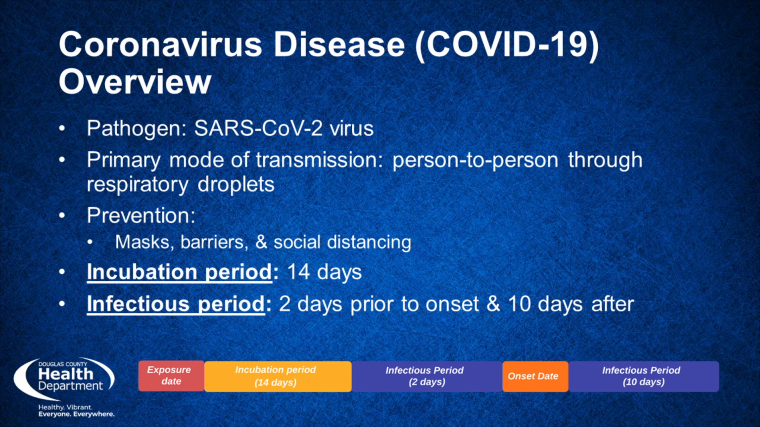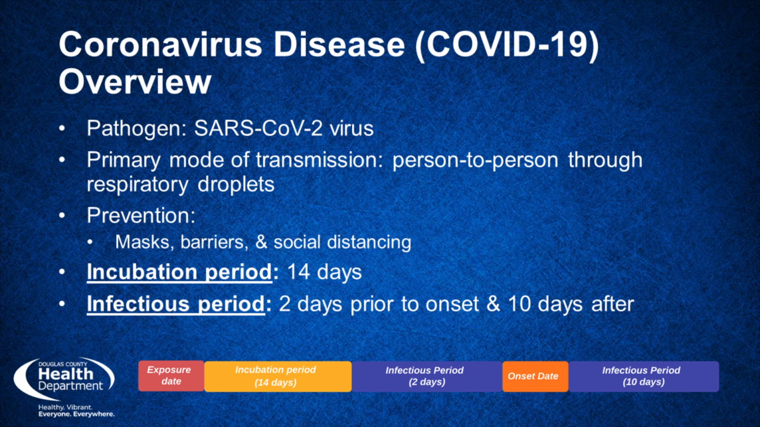First, it's important to understand some basic information about COVID-19. The pathogen that causes COVID-19 is the SARS-CoV-2 virus, and the primary mode of transmission is person-to-person through respiratory droplets. This means that most of the time when people are getting sick with COVID, it's because they were in close contact with another person who had COVID. The best way to prevent COVID is through masks, barriers, and social distancing, just as many of you have heard through the media through the last few months.